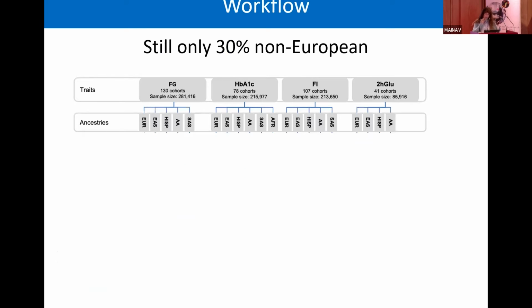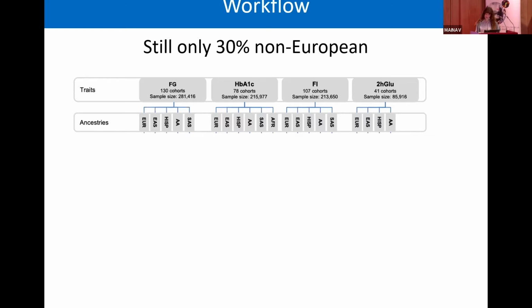For this particular study, we set out to harness as many different cohorts as possible that had 4 traits: fasting glucose, HbA1c, fasting insulin, and 2-hour glucose. The number of cohorts that contributed varied quite a bit. The smallest sample size, just shy of 86,000, was for 2-hour glucose, with fasting glucose and HbA1c having the larger sample sizes, fasting glucose almost 300,000 samples.